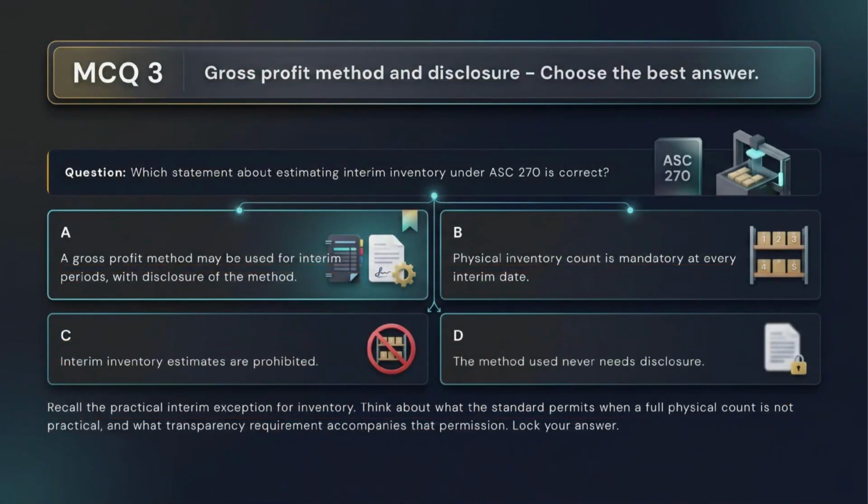MCQ 3 tests inventory estimation. The question asks which statement is correct when a physical inventory count is not practical at an interim date. Think about the gross profit method, the need for practical reporting, and the disclosure that must accompany estimation. Lock your answer before moving to the answer slide.